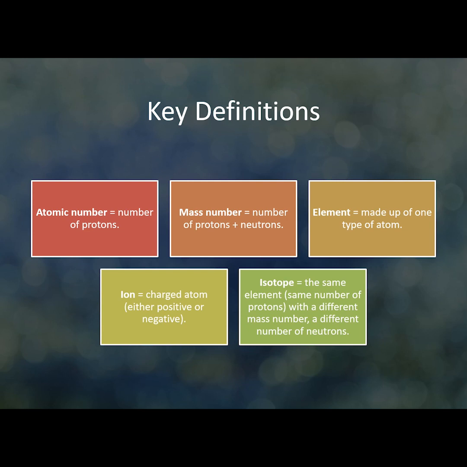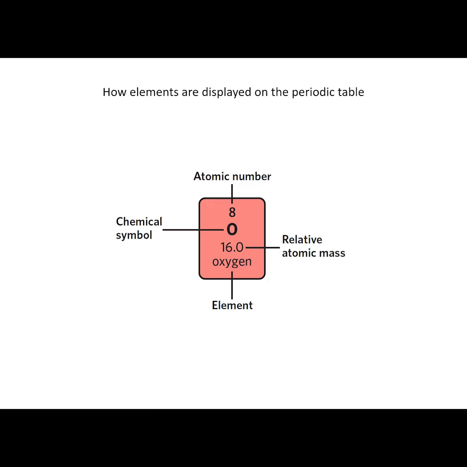An element is something made out of one type of atom. An ion is a charged atom, which is either a cation, positive, or anion, negative. An isotope is the same element, which means it has the same number of protons, but with a different mass number, which means it has a different number of neutrons.